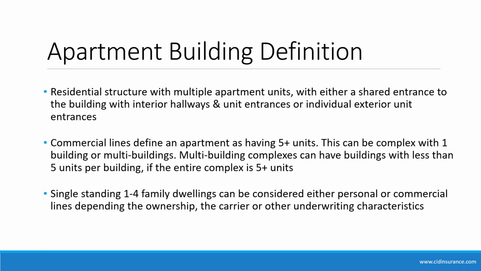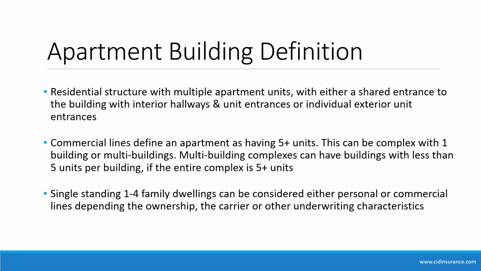But for me, a definition of an apartment is having 5 units or more. Whether that is one building with 5 units, or maybe there's 3 buildings, 2 with 2 units and 1 with 1 unit, but they're on the same plot of land, so that makes that a complex, a total of 5 units. To me, that would be considered an apartment. Some carriers might not consider that an apartment because each building has less than 5 units, but again, it can vary. So the main goal with an apartment is defined as 5 units or more.